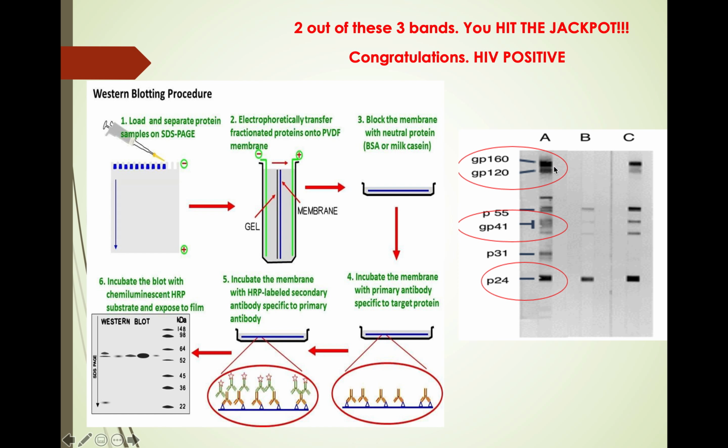So what do I mean by that? Any of the 3, your GP160, GP120, GP41, or GP24, any 2 out of 3 bands, that will now signify a positive result. So that is very important. Again, that is for your Western blotting.